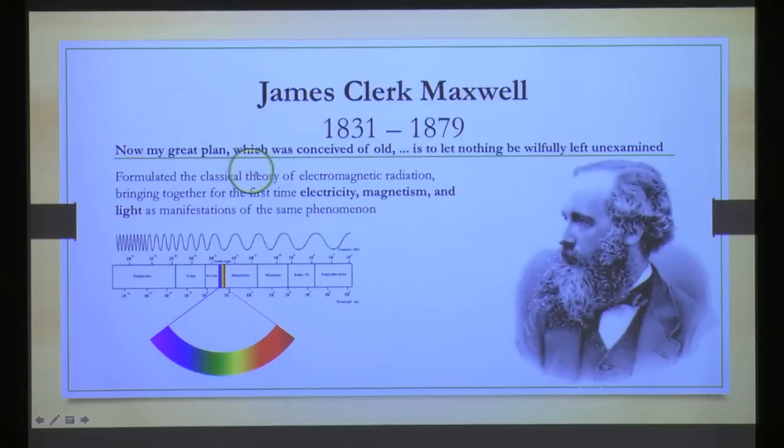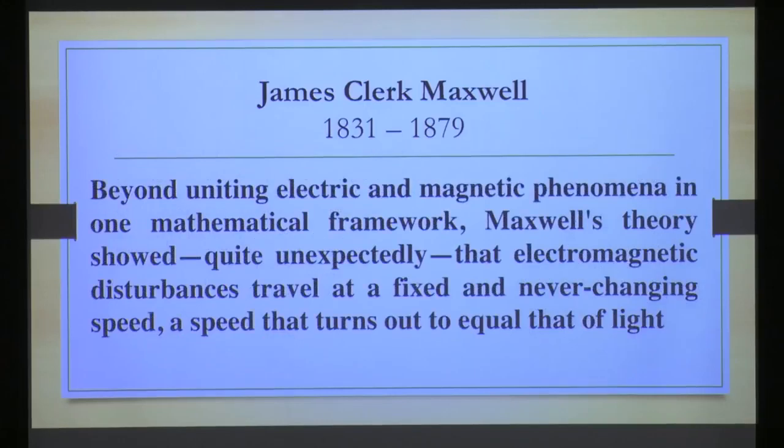The most important discovery came with Mr. Maxwell, and you have his name in your handouts. What Maxwell did, he found out that electricity, magnetism, and light were all manifestations of the same phenomenon. But more importantly, he said that these electromagnetic disturbances travel at a fixed and never-changing speed, a speed that turns out to equal that of light. So what Maxwell said was, okay, guys, I don't understand it, but light in vacuum cannot go faster. Whether it is on a train, on a plane, or nothing, light always goes at the speed of light.